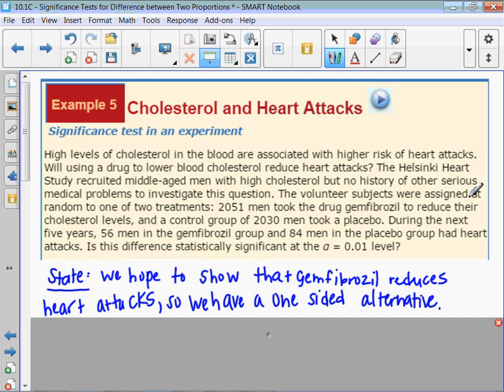All right, cholesterol and heart attacks. High levels of cholesterol in the blood are associated with higher risks of heart attacks. Will using a drug to lower blood cholesterol reduce heart attacks?